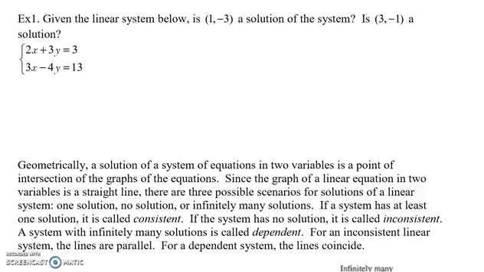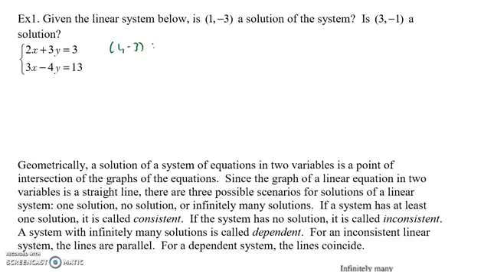Example 1 shows a typical linear system, 2x + 3y = 3, paired with 3x - 4y = 13. So given this linear system, is (1, -3) a solution of the system? Is (3, -1) a solution? Well, to check this, we merely substitute the x and the y coordinates of the proposed solution into each equation of the system and see whether the equation is satisfied or not. So let's begin with the point (1, -3).